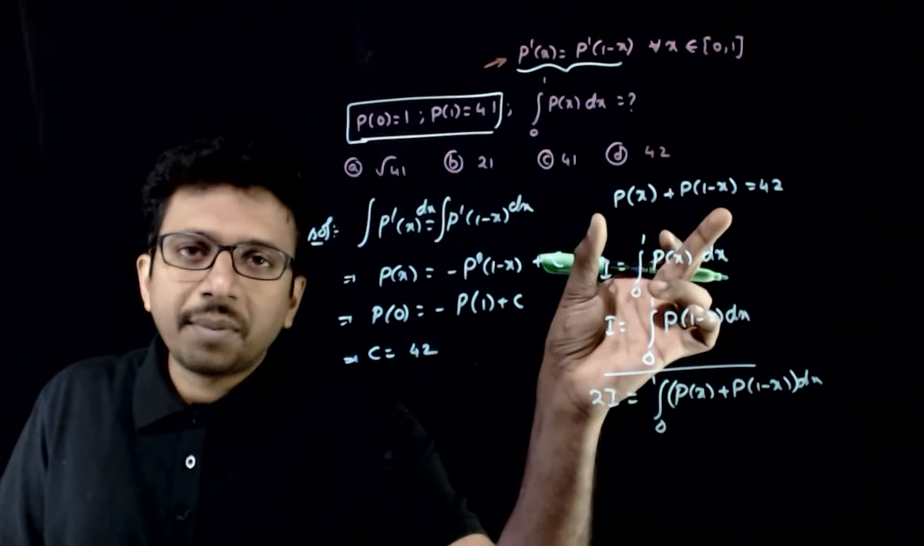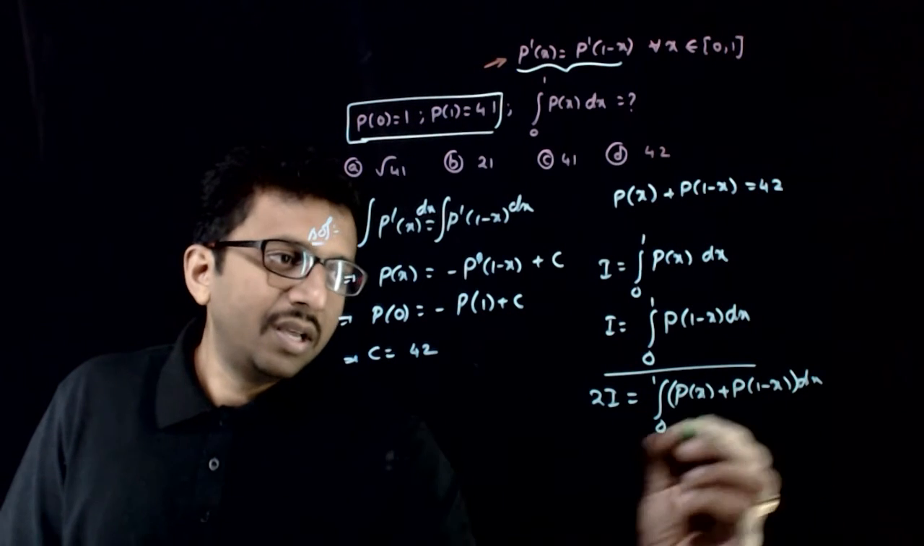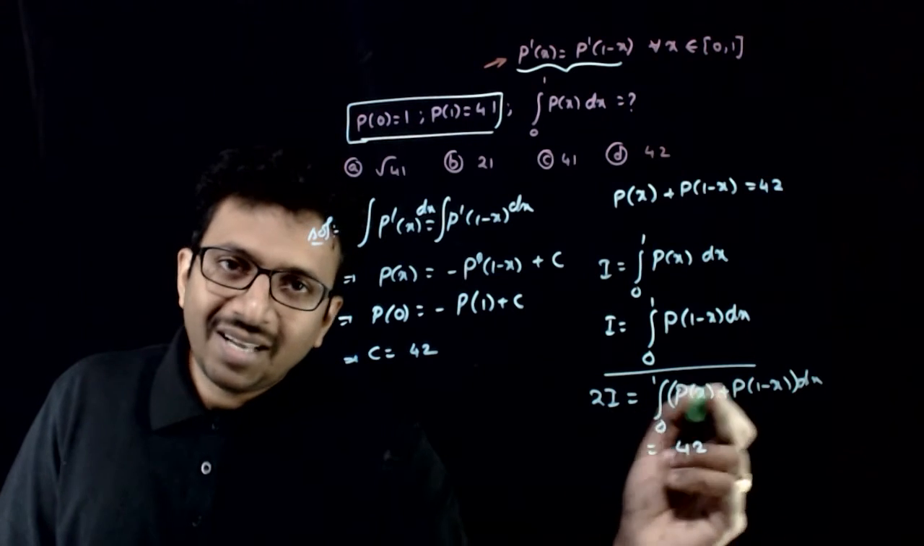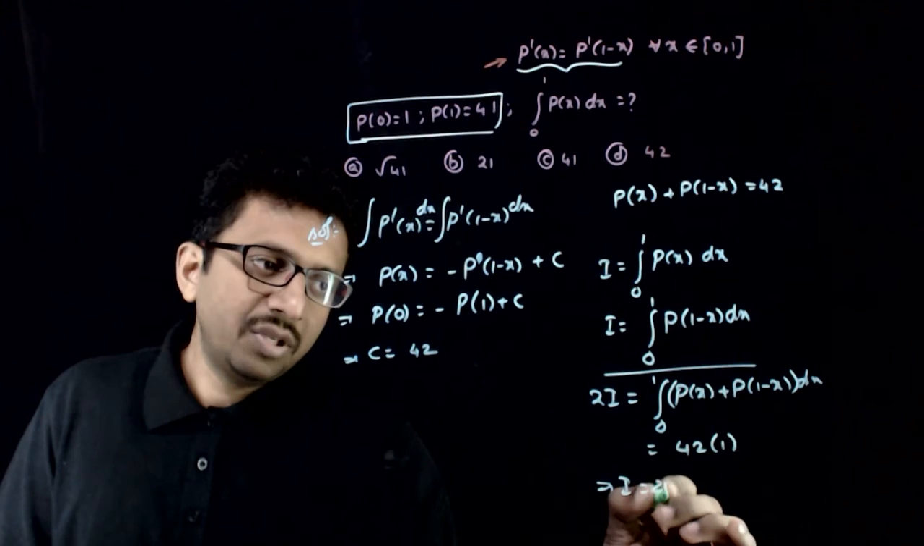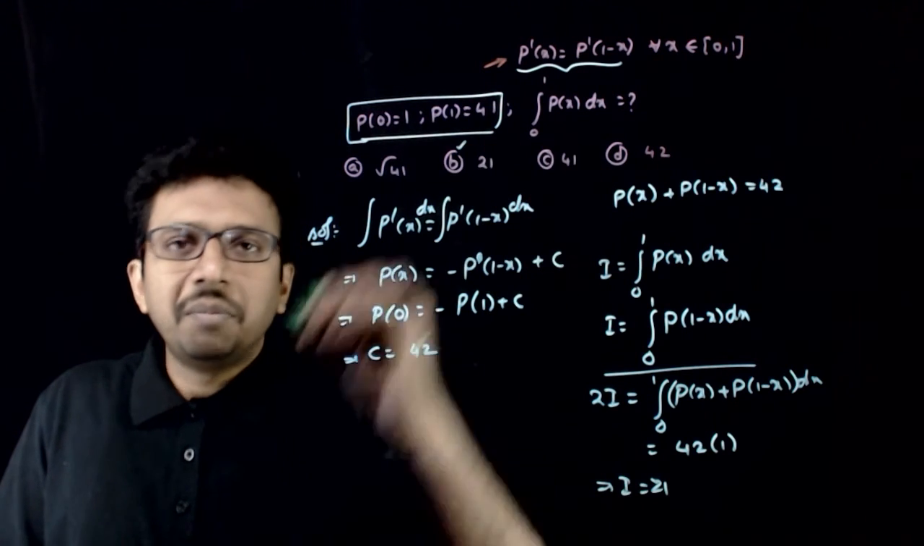But p of x plus p of 1 minus x is always equal to 42. That is equal to 42 times the integral of dx, which is x, times 1. This implies I is equal to 21. So option B is the right answer.